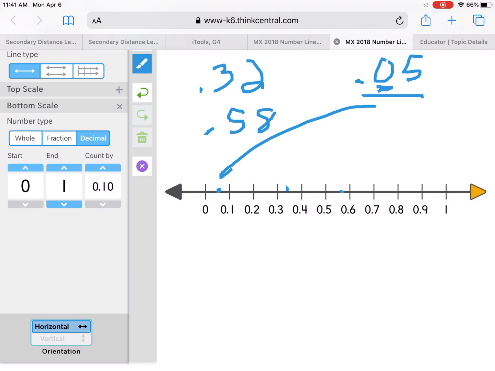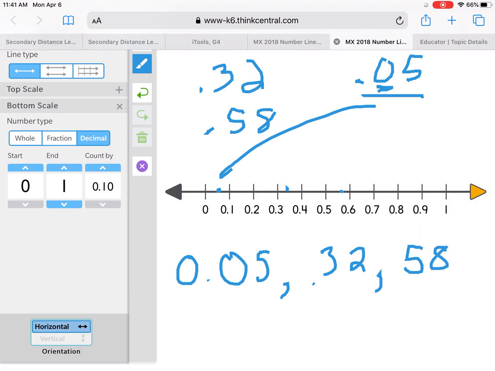Now, if you were asked to put these in order from least to greatest, you can easily see where they're positioned on the number line. I can see that the 5 hundredths would be least. 32 hundredths would be next, and 58 hundredths would be last. Let's try these into the thousandths place.